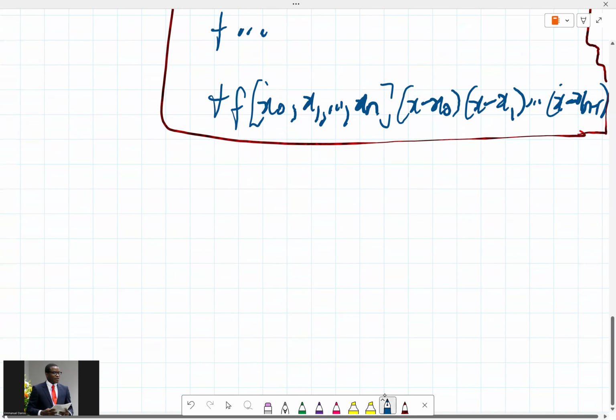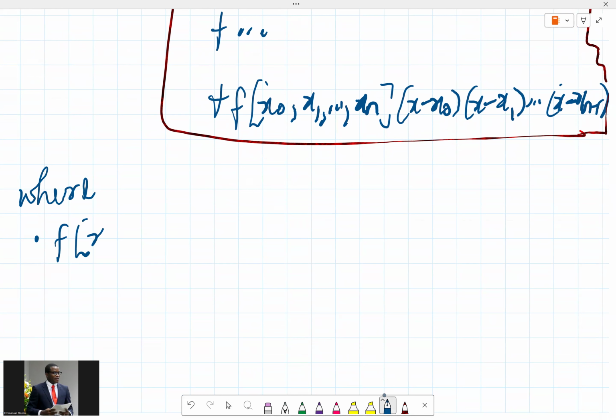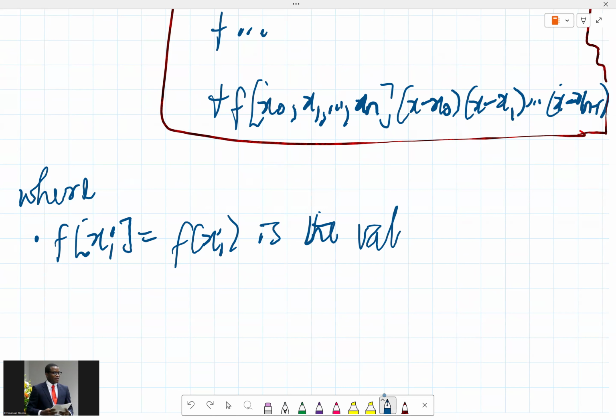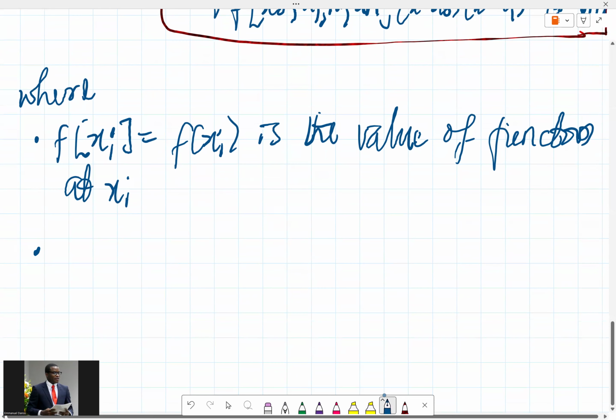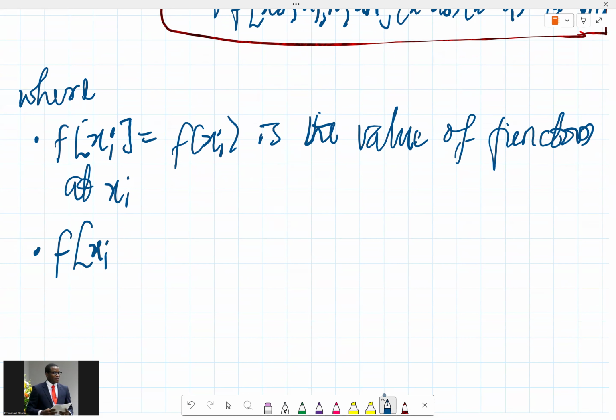But of course, what are those components now for clarity's sake? Where f of xi, whether it's x naught or whatever, is the value of the function at xi. So whatever function you're given, that's the value you're going to get at xi. Then you have f of xi, xi plus 1.